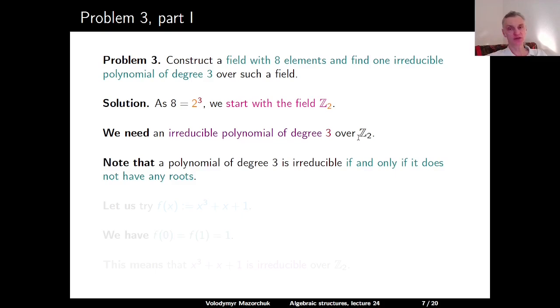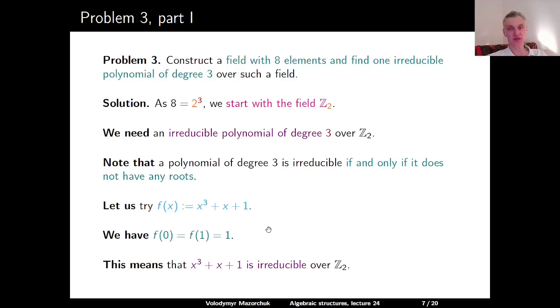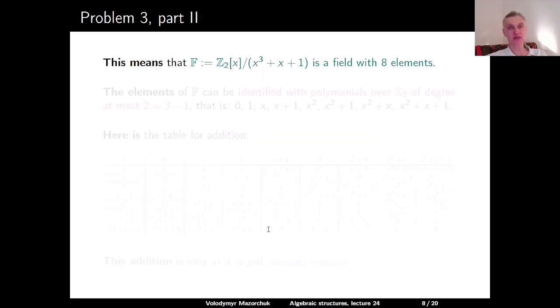Note that a polynomial of degree 3 is irreducible if and only if it doesn't have any roots. So let's try some polynomial. So we take the polynomial x cubed plus x plus 1. Then f of 0 is 1, and f of 1 is 1 plus 1 plus 1, which is 1. So this polynomial doesn't have any roots in Z2, which means that it is irreducible. And this means that if we take the polynomial algebra in one variable x over Z2 and factor out the ideal generated by this polynomial, the outcome will be a field with 8 elements. So we denote it by F.